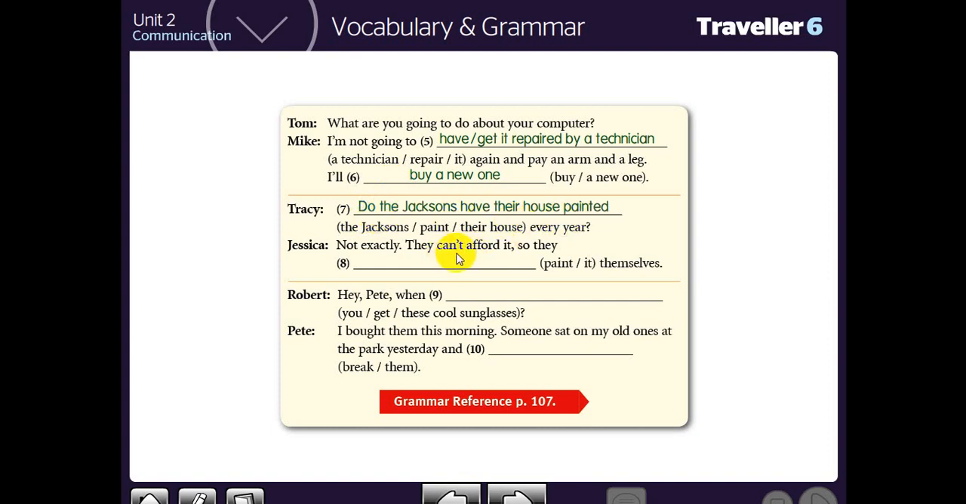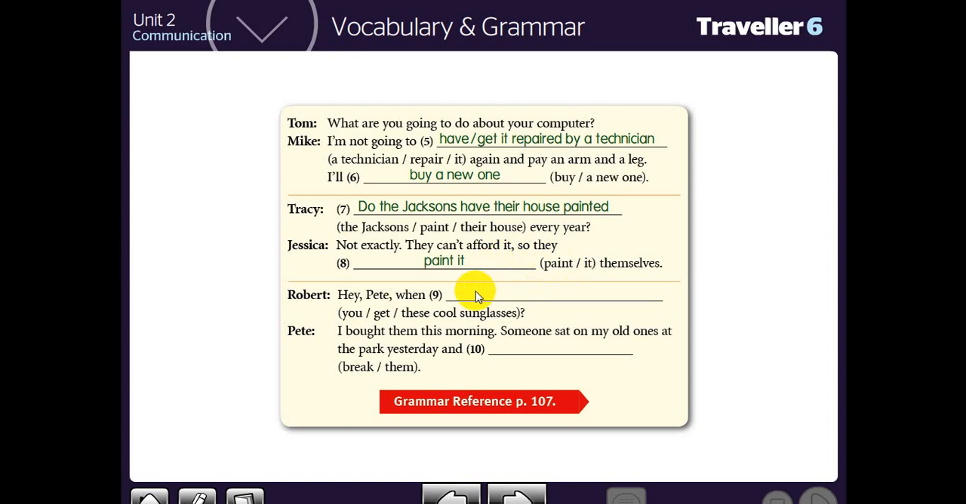Not exactly, they can't afford it. So they themselves. This sentence must be written in the active because they are the ones who painted it. So they painted it themselves.